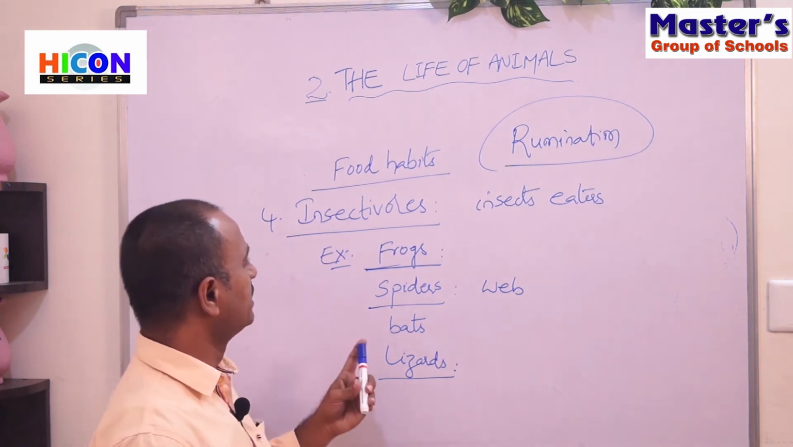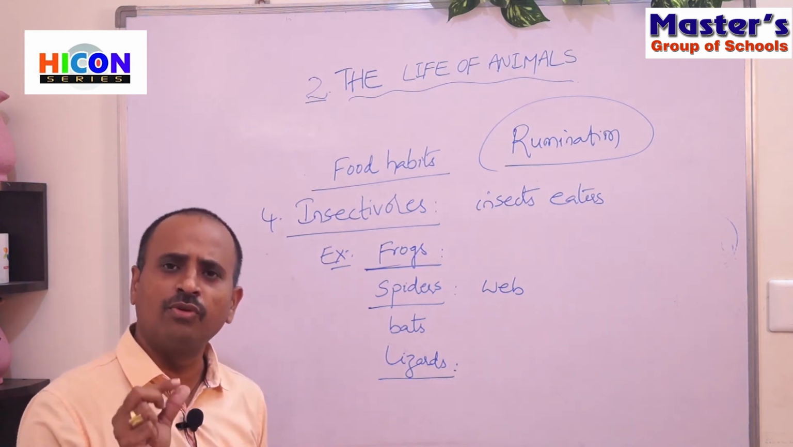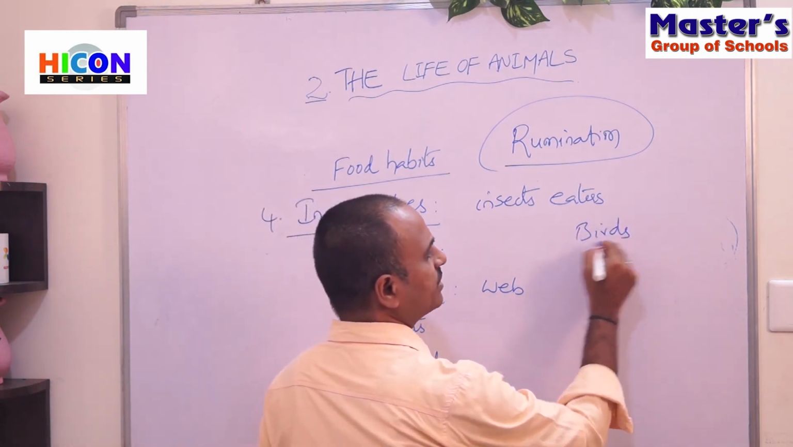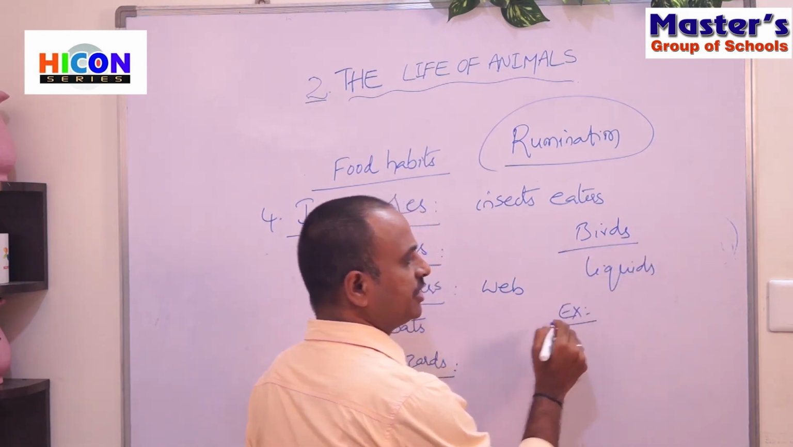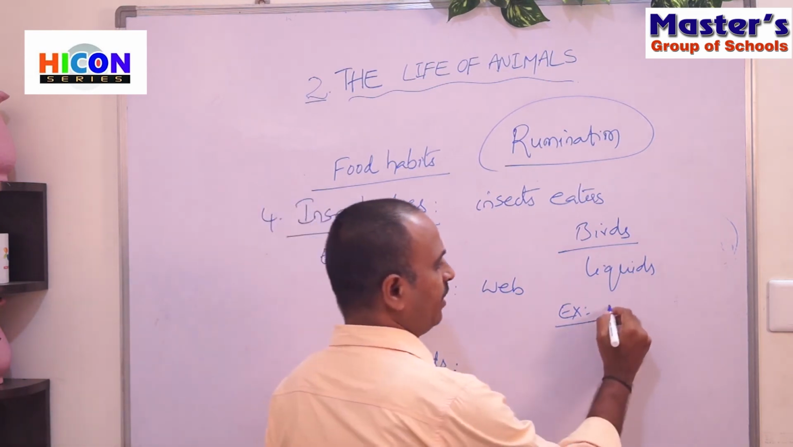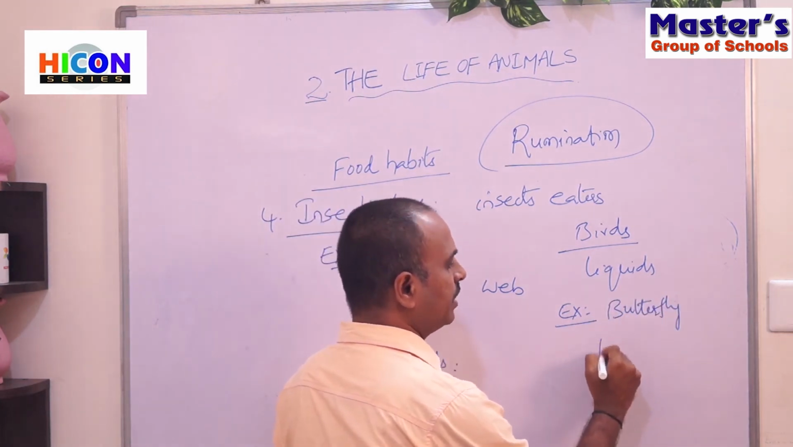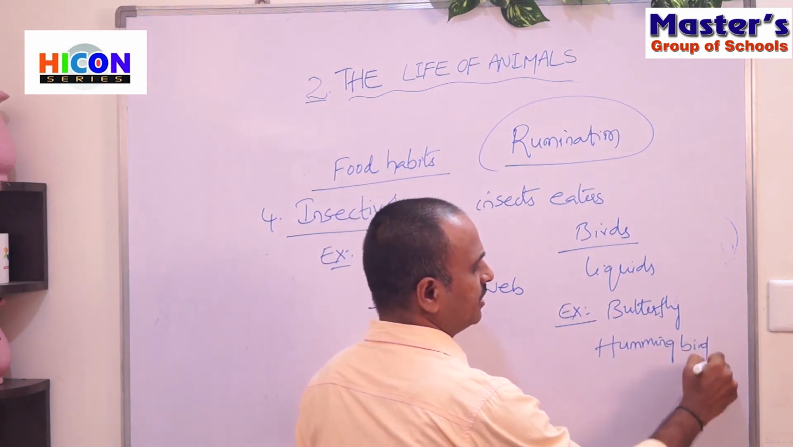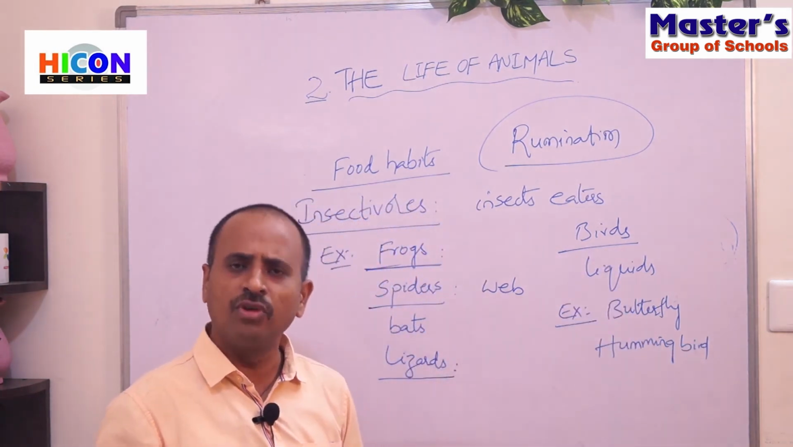So this is about insectivorous animals, and there are some animals which eat only liquids. The examples which feed on only liquids are butterflies and hummingbirds, etc. So children, these are the examples of animals which feed on only liquids.